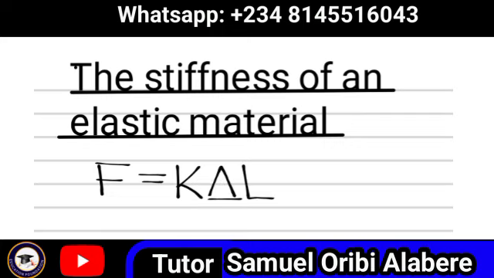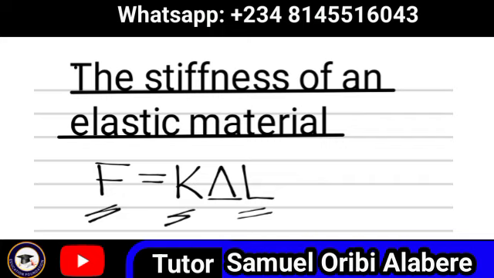Remember that I said that the stiffness of a material quantifies the relationship between the force exerted on the material and the resulting deformation of the material. So that is why the expression is as this. The F symbol here represents the force, as we all know. The K here represents the stiffness of the material, and ΔL here represents the change in length of the material.